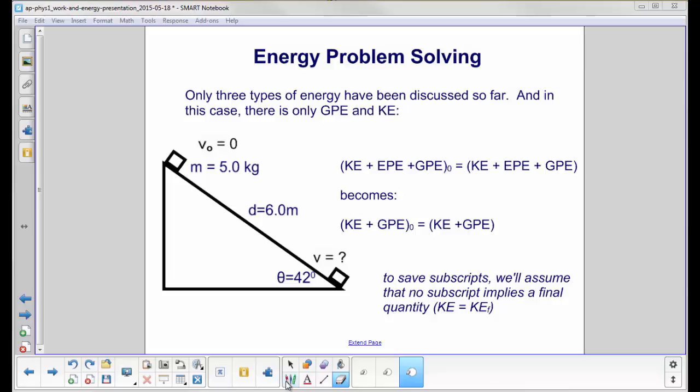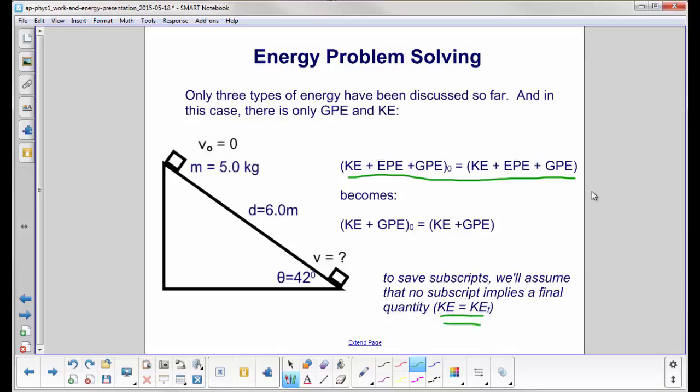For this problem, you can see we have a block at a height. There is no spring around, so there is no elastic potential energy, and we know that the block's going to move, so there will be kinetic energy. So we take our conservation of energy equation, where the initial energy has to equal the final, and check the note down here. We're just going to save a little on subscripts, and if we don't put an f, that means we're talking about the final energy.